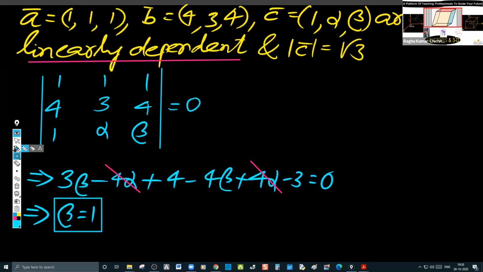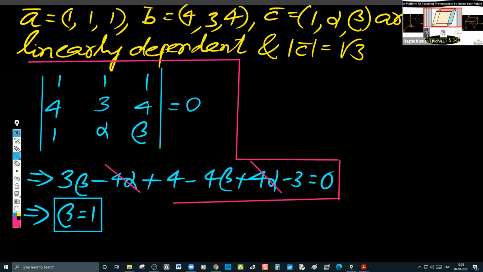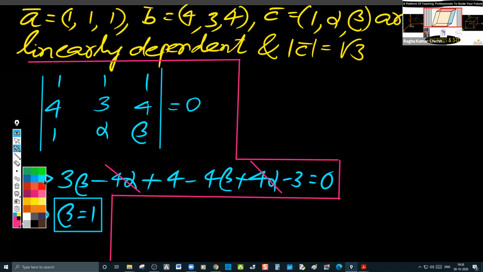And we need the value of alpha also. For that purpose, what is to be done? He has given an extra information that the length of C bar is root 3. Just check the question. It is given that the length of C bar is root 3. Now, tell me, what is mod C bar? Mod C bar is equal to root 3, given.